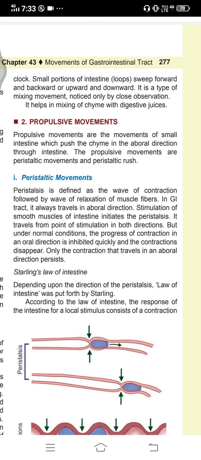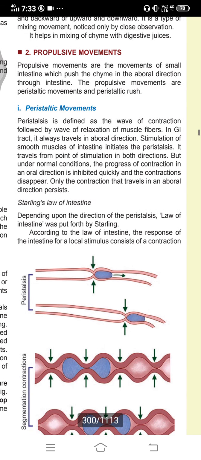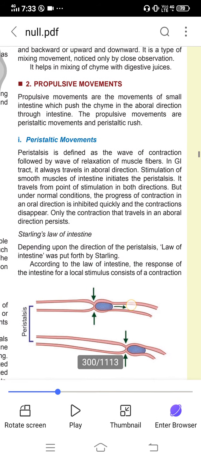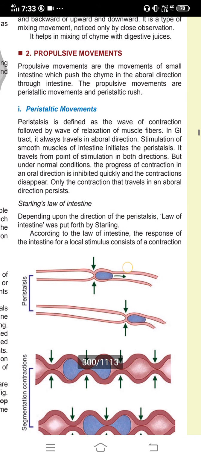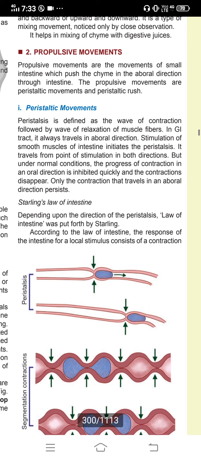Propulsive movements. Propulsive movements are the movements of the small intestine which push the chyme in the aboral direction through the intestine. The propulsive movements are peristaltic movements and peristaltic rush. What are peristaltic movements? Peristaltic movements are defined as the wave of contraction followed by wave of relaxation of the muscle fibers. In the gastrointestinal tract, it always travels in the aboral direction.